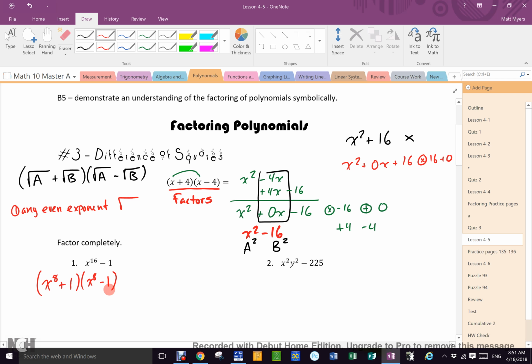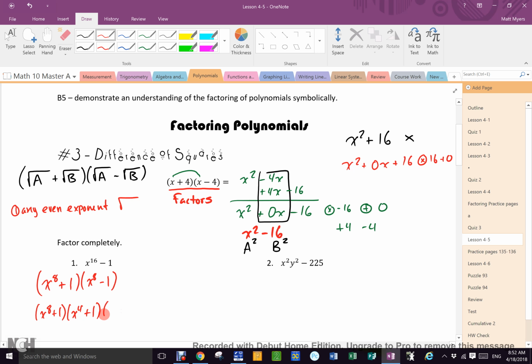Now look carefully. I put this one first on purpose. x to the 8 plus 1. Can I do anything with a plus 1? No. But what about this one? x to the 8 minus 1. What should I do? Can I square root the x to the 8? Yeah, that's going to give me x to the 4. What's the square root of 1? So it's going to be plus 1. Oh, that guy's done, right?